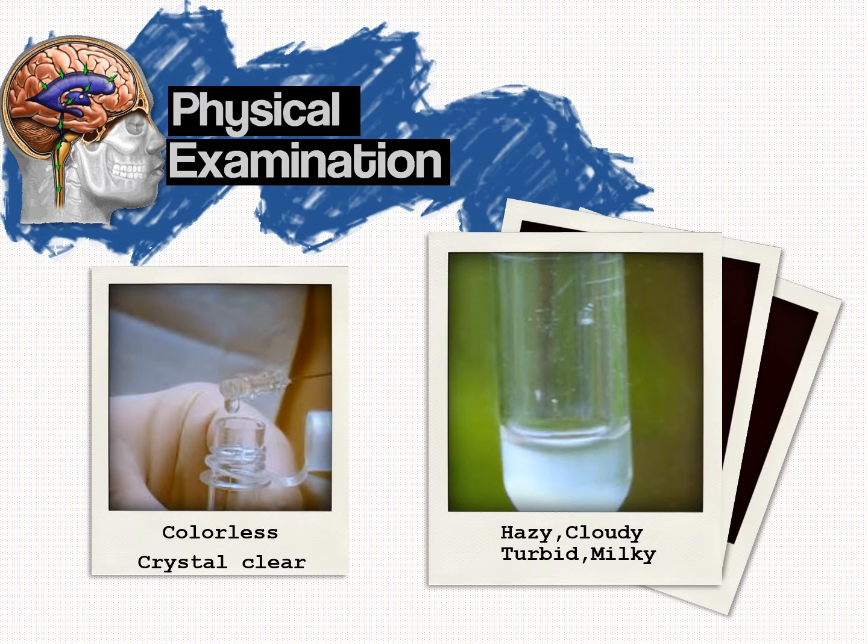Let us now proceed to the physical examination of a CSF. Well, let's talk about first the color. A normal CSF appears crystal clear or colorless. Hazy, cloudy, turbid, or milky sample may indicate presence of 400 RBCs or more per microliter. It can also indicate WBCs or microorganisms indicating meningitis, and then also increased protein and lipid indicating disorders that affect the blood-brain barrier or increased production of IgG within the central nervous system.